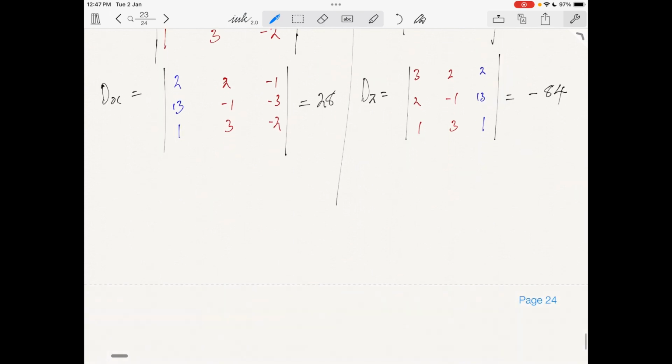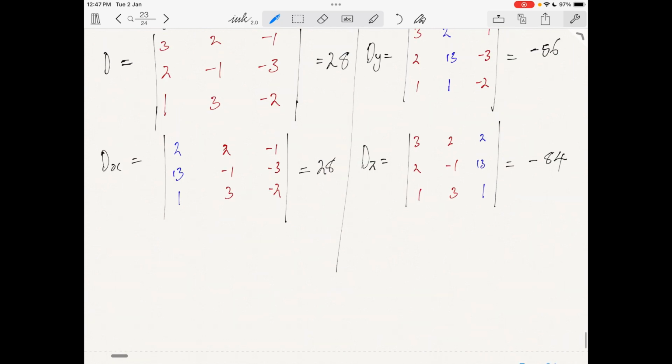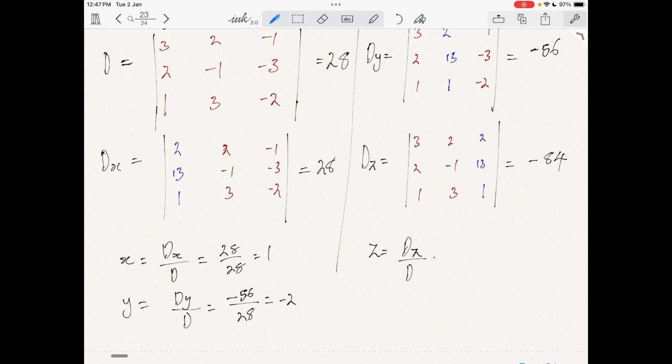Now, having calculated d, dx, dy, and dz, we can now evaluate x, which is dx over d, which will give us 28 over 28, that's equal to 1. Our y is dy over d, which is equal to minus 56 over 28, which is equal to minus 2. And z is equal to dz over d, and that will give us minus 84 divided by 28, and that will give us minus 3.